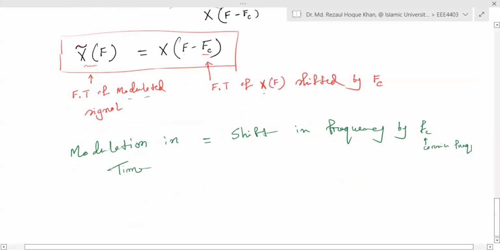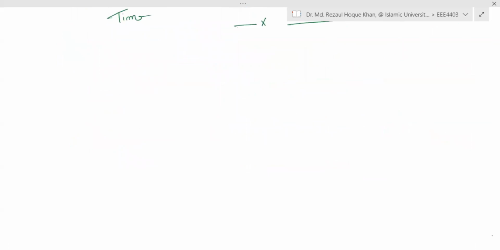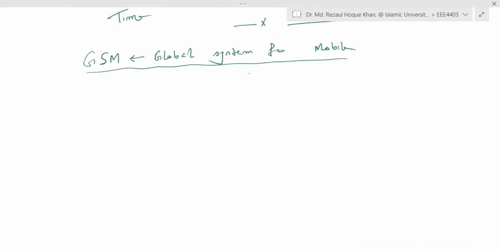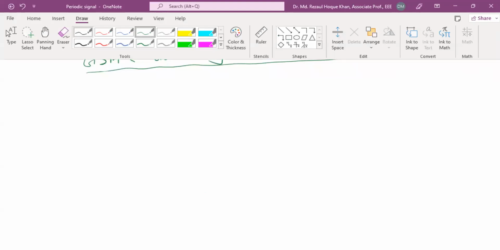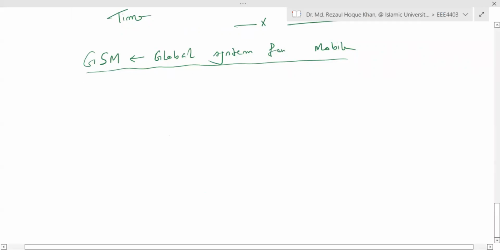Now let us give an example of a typical GSM technology, the technology we use for mobile communication. GSM means Global System for Mobile. In our country, all the mobile companies operate on GSM technology. Previously there was CDMA technology, which has been abolished and is no more there. So let us see what happens in GSM.